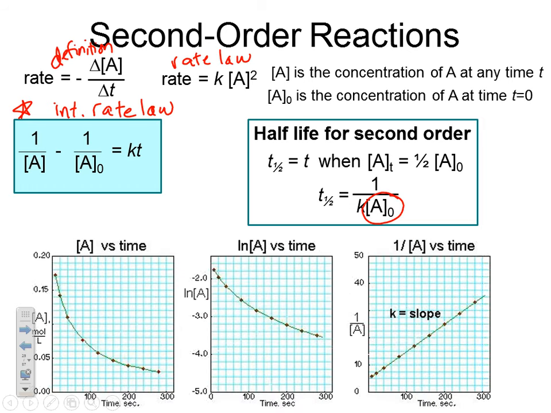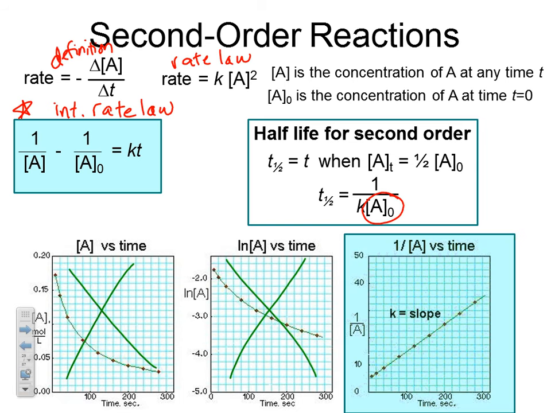And then looking at our graphs, concentration versus time, natural log of concentration versus time, 1 over concentration versus time. For a second order reaction, it is not concentration versus time that gives you the straight line. It is not the natural log of concentration versus time that gives you the straight line, but it is 1 over concentration versus time that gets you the straight line.